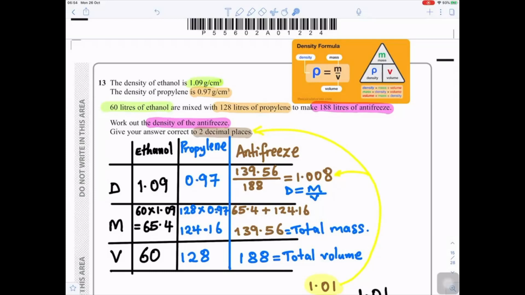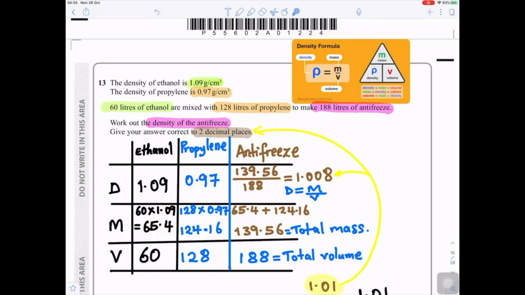The volume of ethanol is 60 because it's 60 liters. So the mass is volume times density. You use the formula at the top right. Mass is volume times density, and that will give you 65.4.